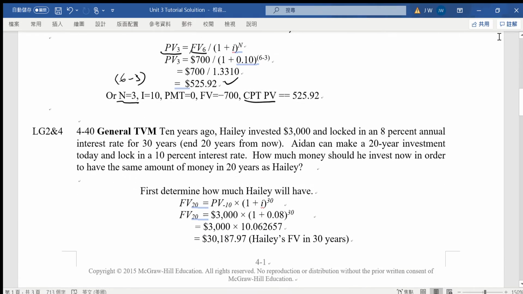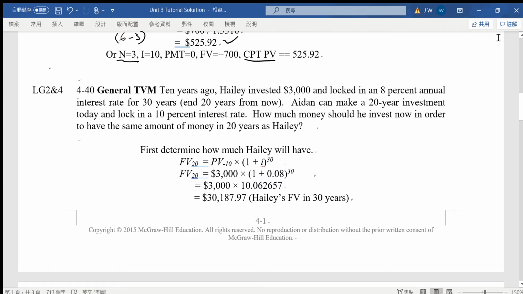Okay, then number 4. For this one, it's about 2 persons. First of all, it's about Haley. Haley, 10 years ago, she had already invested 3,000 and locked in an 8% annual interest rate for 30 years. And 20 years from now, that means Haley had already invested 10 years before, and the amount is 3,000 under 8% annual interest rate. Okay, and that will mature in 30 years.